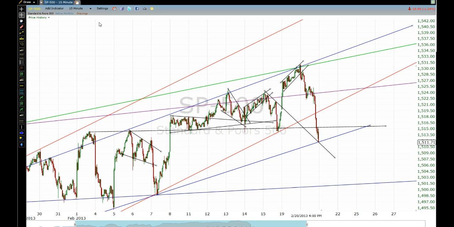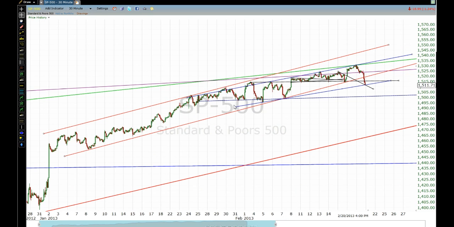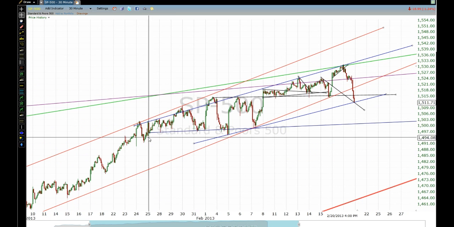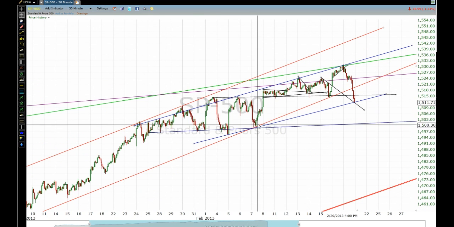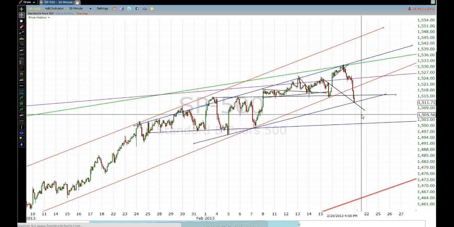So overall, guys, the S&P looks top heavy to me. It looks as if we're potentially forming a left shoulder, and we're working on the head right now. So let's just keep our eye on it, and we'll go from there.